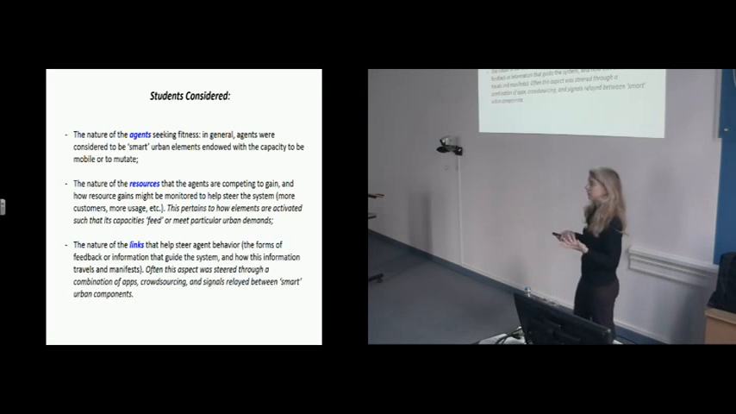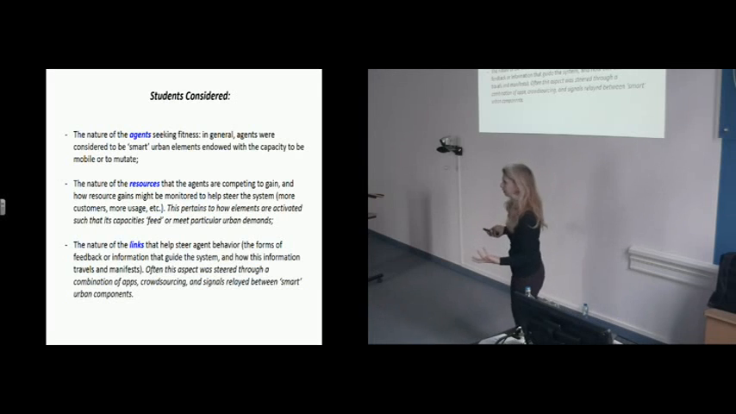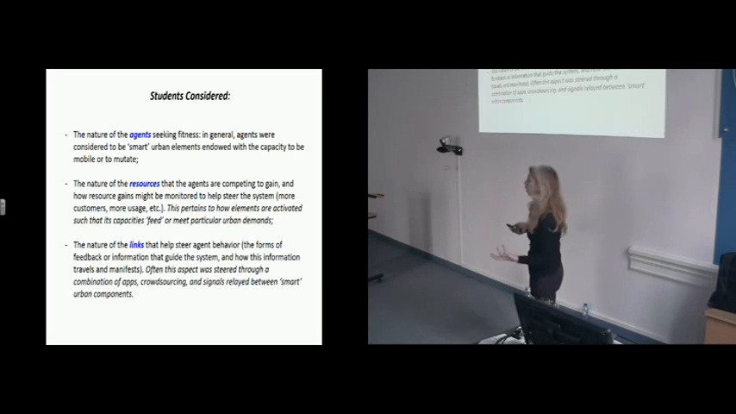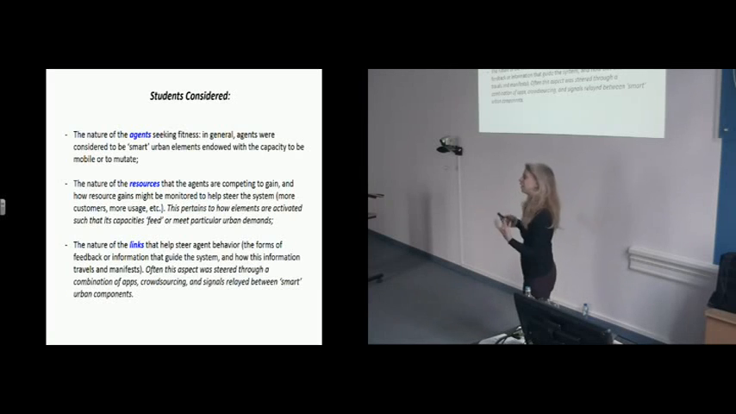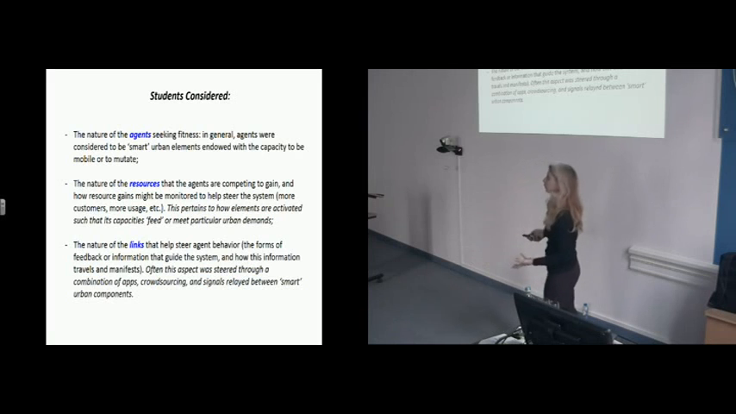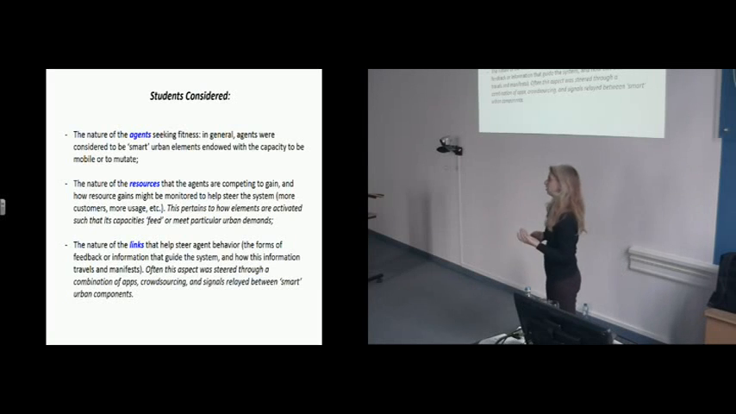Then there's an issue of what is the resource that that urban infrastructure is seeking. So if you're a bridge in your complex system, what are you looking to gain as a resource? And arguably you could say a bridge is looking to be walked upon or traveled upon. So how is that a resource, and then how do you calibrate and measure that resource in terms of steering information? And then the nature of the links that steer agent behavior.